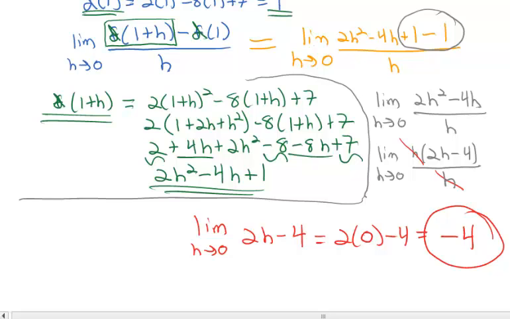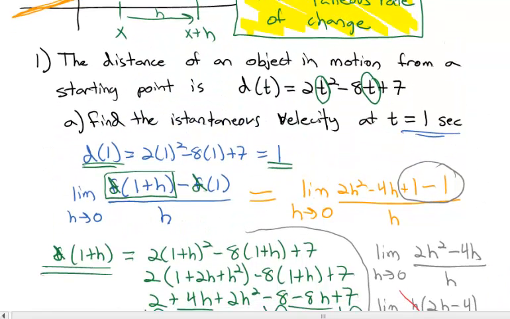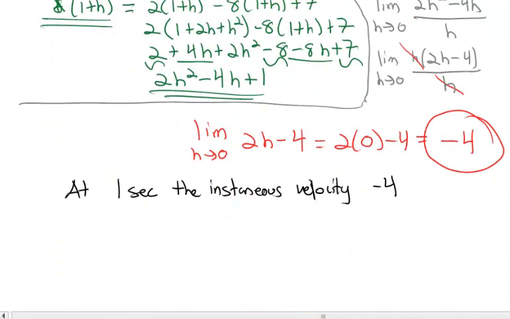In fact, let's write that down. What we just found out is at 1 second, the instantaneous velocity, at that moment, the rate the object is changing in terms of its distance over time, is equal to -4. I don't think I put units on there. Let's put in meters. It's -4 meters per second.